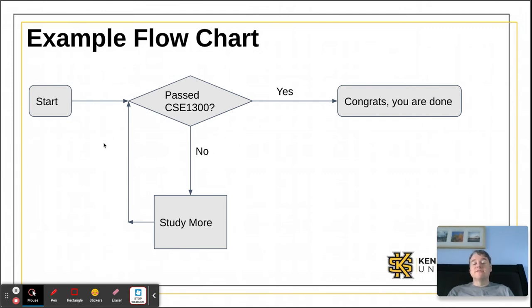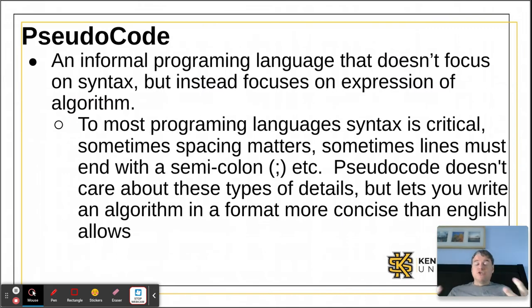You're going to be stuck in this loop, as it were, for a while until you pass the class, and then you'll move on over here. This algorithm doesn't deal with the case that you don't pass 1300, which hopefully that won't be the case, so we're not going to talk about it. All right, so that's a flowchart.